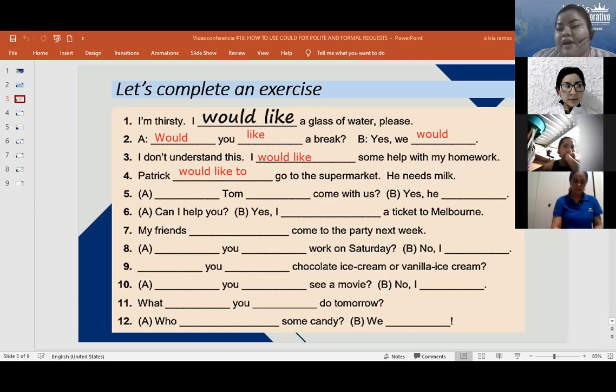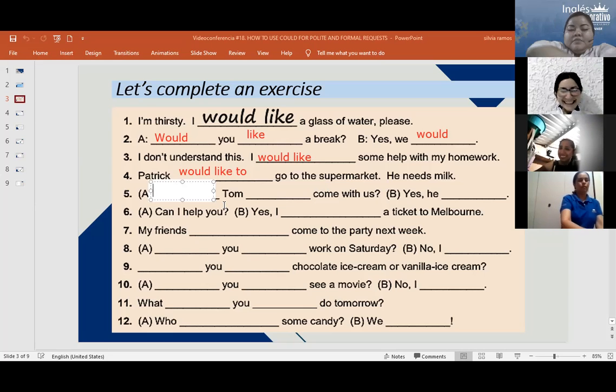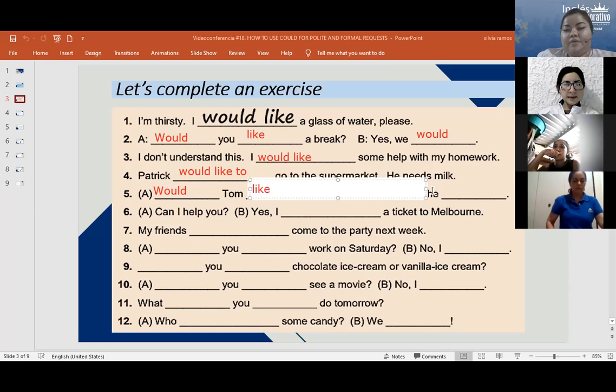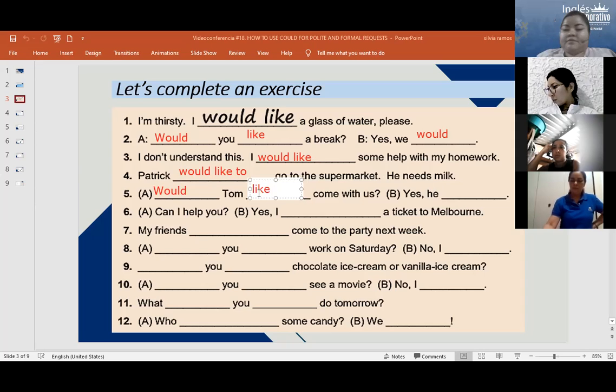Who's gonna do number five, Vanessa? Karen. Karen, number five. Ay, teacher, es que esa no la entendí, pero va. Would. ¿Por qué? Primero utilizamos would y luego nos vamos con el sujeto. Would Tom like? No, un sujeto. Would Tom like? Solo así, teacher. Okay. Would Tom like?